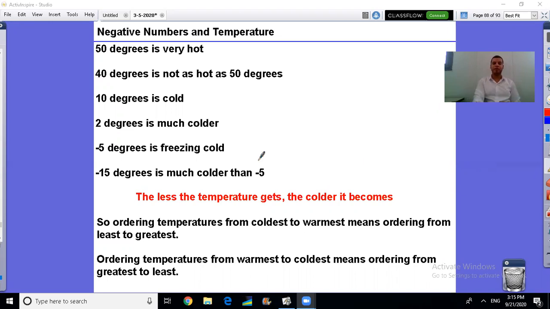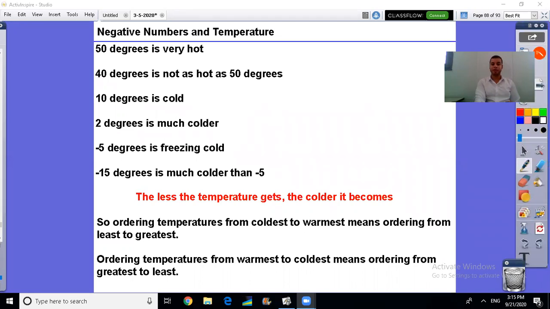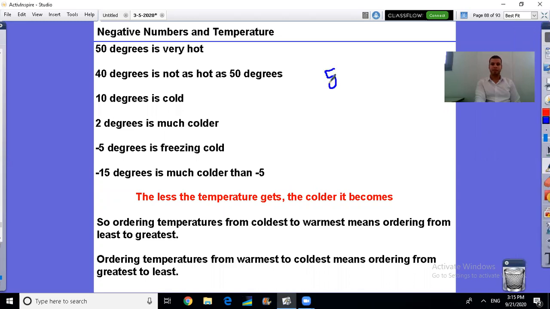For example, if I say that 50 degrees Celsius is the temperature today, that means that it's extremely hot. We don't usually write degrees this way. We usually write 50, sorry for my terrible handwriting, degrees. We write a small circle here at the top right.